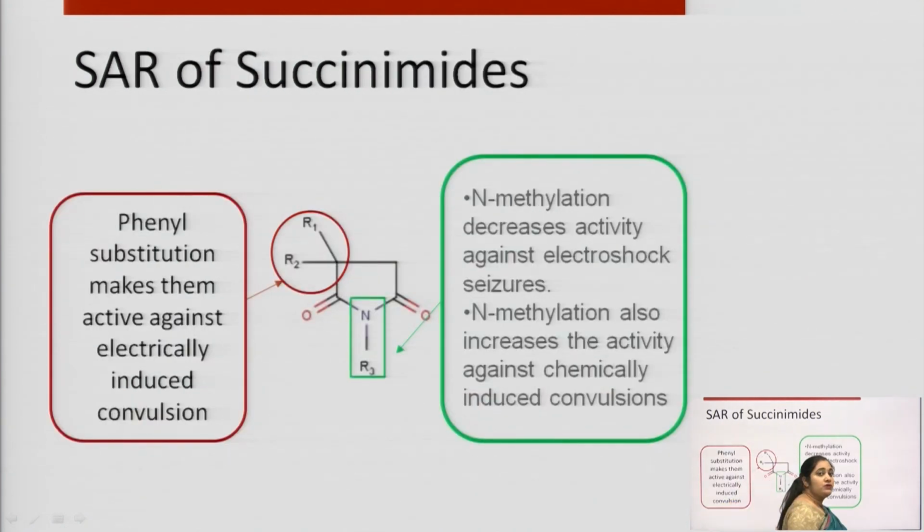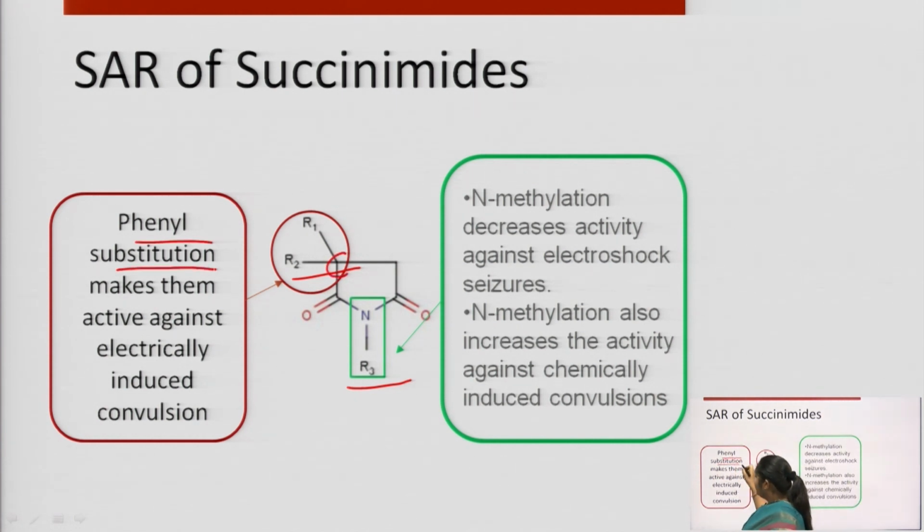Now, we will talk about the structure activity relationship of succinimides. When we talk about it, again we have two different targets. First thing is the substitution at these R1 and R2 positions, and the next one is the substitution at the nitrogen position, the only nitrogen position of succinimides. So, let us discuss first the substitution at this carbon atom.